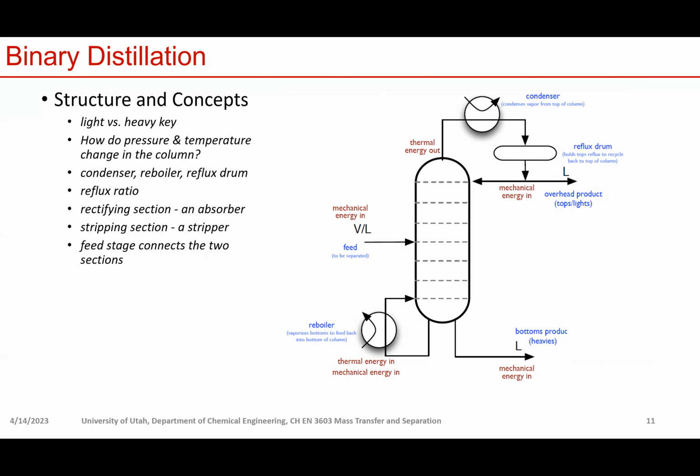Then we talk about binary distillation. So first thing we need to understand is its structure and the concept. What are light key and heavy key? And if you were given a tower, how do pressure and temperature change in the column?